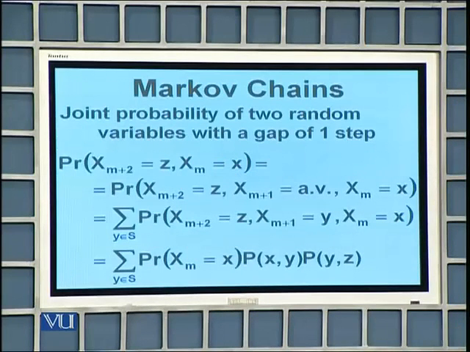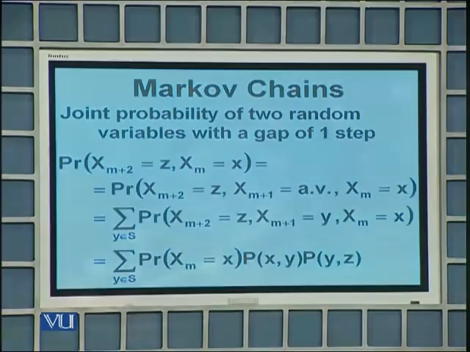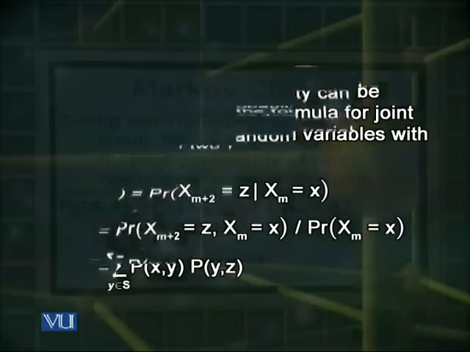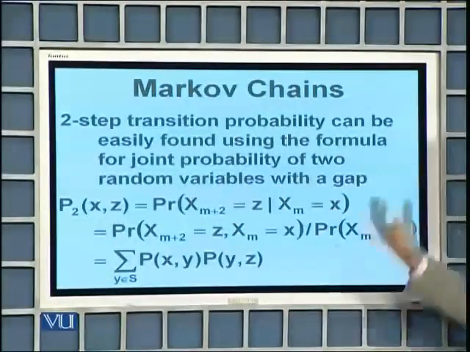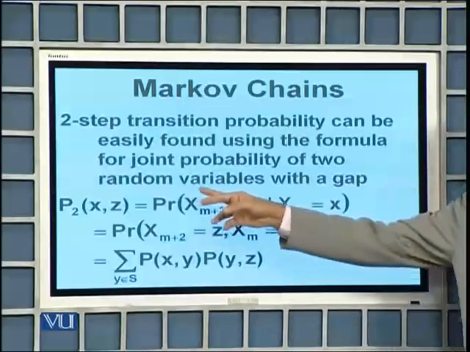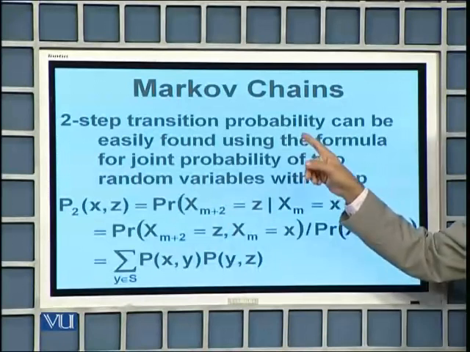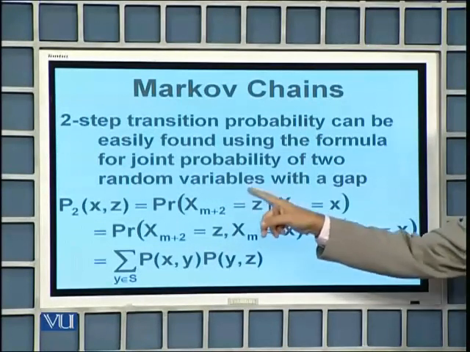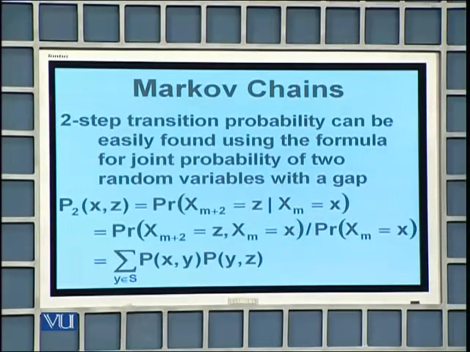We are going to use this modified version of the formula in the next slide. The next slide is about two-step transition probability. Here we are interested in this kind of conditional probability: what is the probability of X_{m+2} taking a value z, when it is given that X_m, the previous-to-previous random variable, takes on a certain value x.